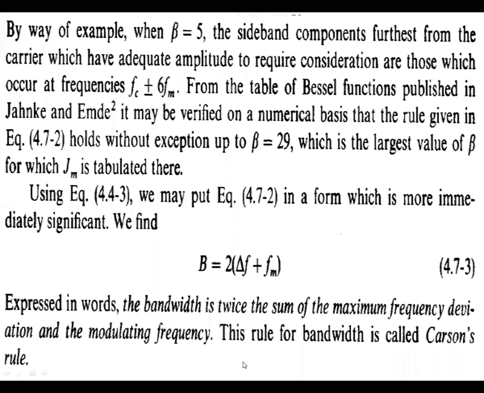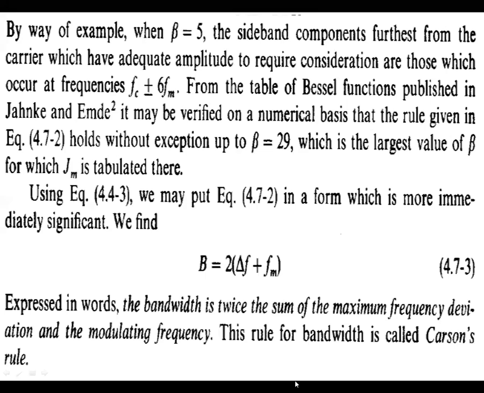This rule of bandwidth is called Carson rule. What is the Carson rule? The bandwidth is twice the sum of the maximum frequency deviation and the modulated signal frequency. Once again, the Carson rule is: the bandwidth is twice the sum of the maximum frequency deviation and the modulated signal frequency. Now 2 into delta f plus fm is the bandwidth by the Carson rule.